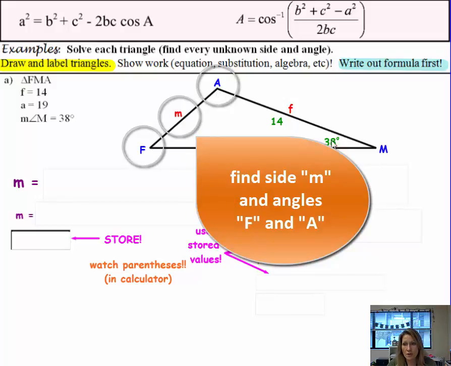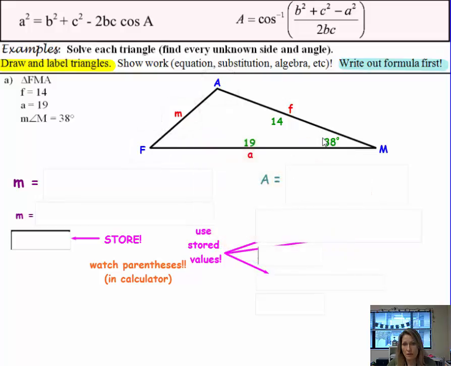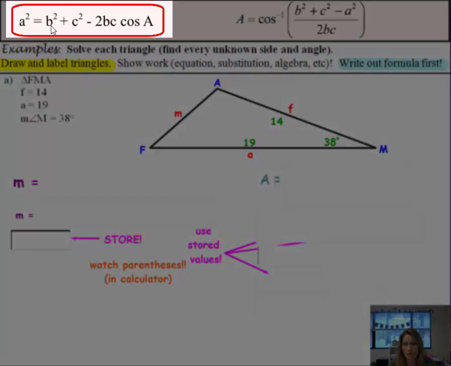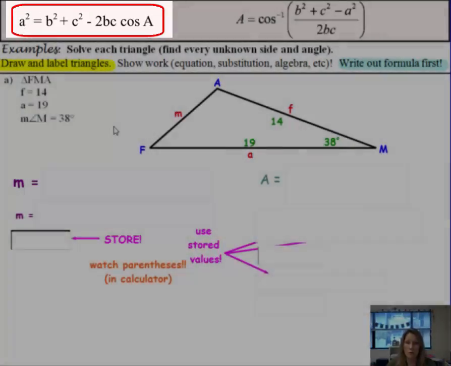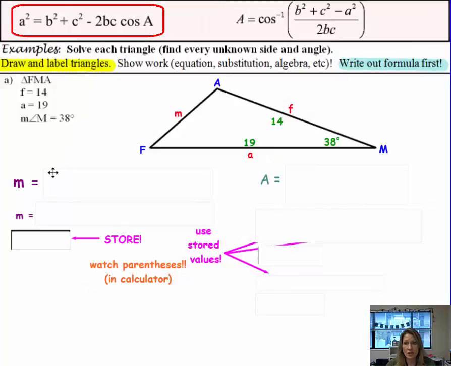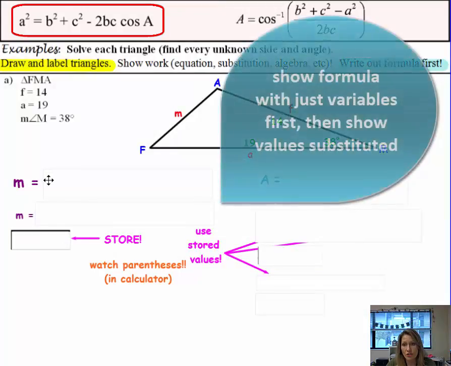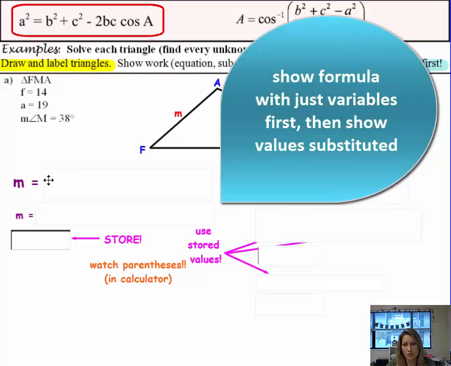So let's start off, because we have angle M, let's find the side M using the law of cosines in the original form. If we know the angle, we can find the opposite side very quickly. Each time, you have to write your equation with just letters before you show the substitution.